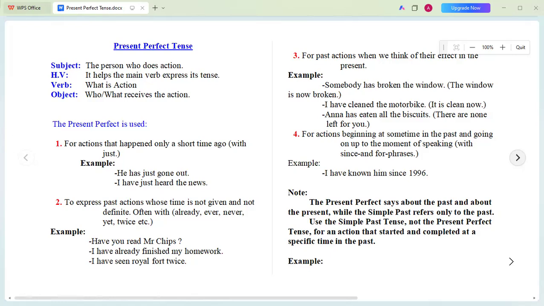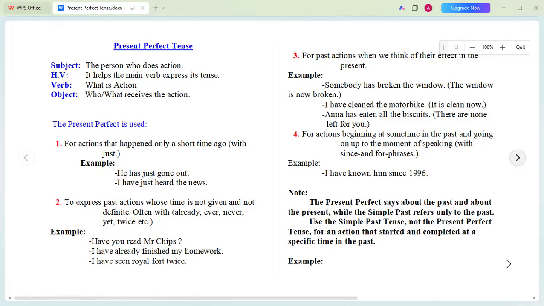Subject, the person who does action. Okay, usually it comes at the start of the sentence, like he goes to school, so he is a subject. Harry eats lunch at 1 o'clock. So Harry is a subject.